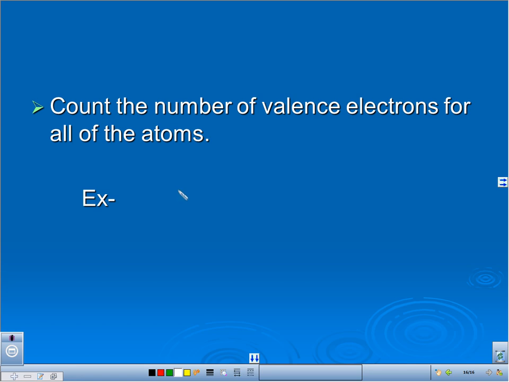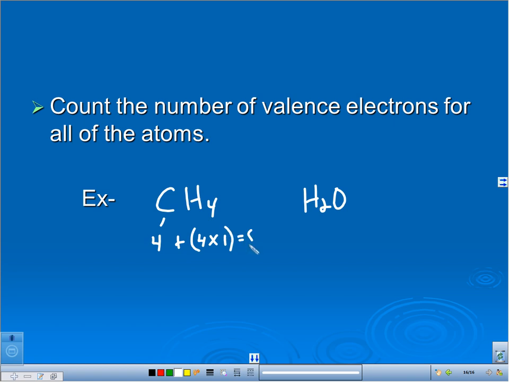First of all, I want to count the number of valence electrons for all the atoms. So I went to the example of methane, CH4, and water, which is H2O. We'll look at my periodic table. Carbon has 4 valence electrons. Hydrogen has 1 valence electron, but 4 atoms. So I'm going to take 4 times 1 plus 4, for 8 valence electrons for methane. For the water, I get 2 times 1 for the hydrogen, plus 6 more for the oxygen, for a total of 8 valence electrons again. This is not always the case, but it just happens to be with these first two examples that I'm doing.